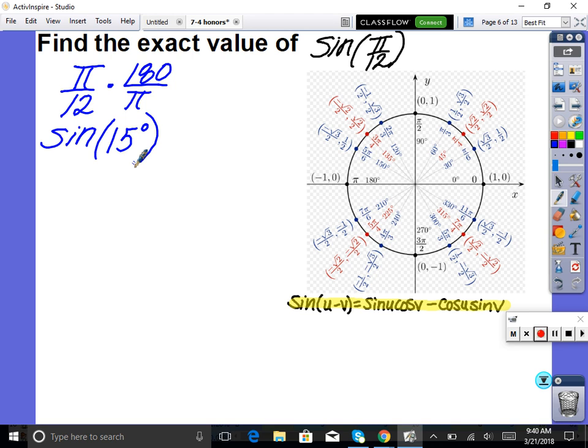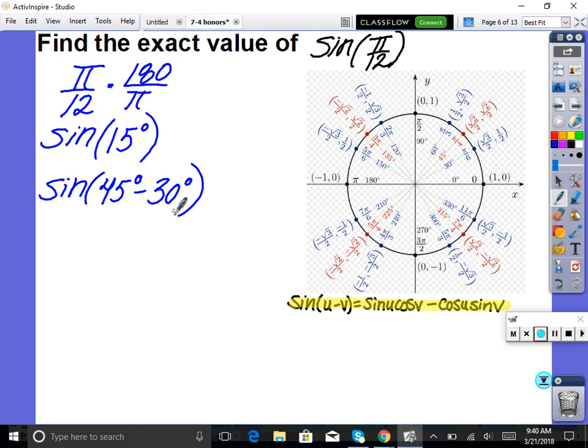Hey, can't I write 15 degrees? Yes, good, as a subtraction. You said that 15 degrees is 45 degrees minus 30 degrees, which are both on our unit circle. We wouldn't do this if you wrote something that wasn't on the unit circle, or it defeats the purpose.